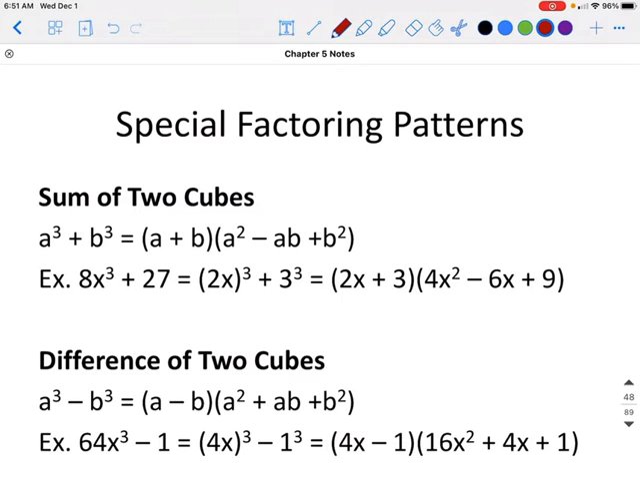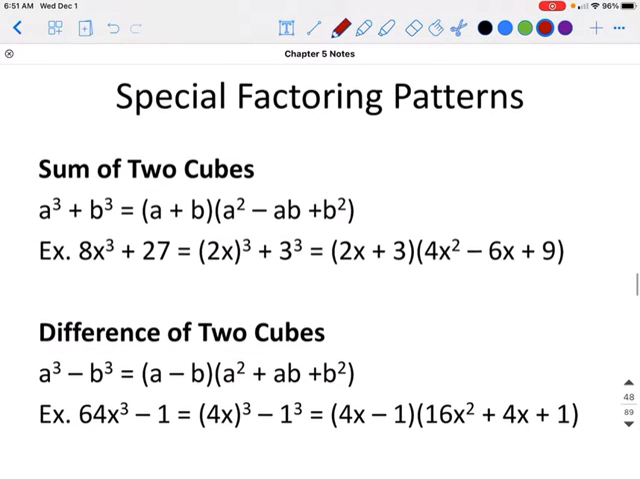Now, there are some special factoring patterns. If we have a cubed plus b cubed, you can take the cube root of the first piece and the cube root of the second piece, and they are added together. Then you're going to end up with a plus b times a squared minus ab plus b squared. And if it's a difference of two cubes, so a cubed minus b cubed, then it would be a minus b times a squared plus ab plus b squared.